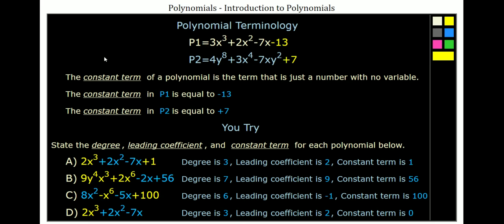All right, so we went over, we had to learn about the constant term. It was just the easiest part. It's just the number, no variable attached to it. And then we had a little quiz here where we practiced to see if we could do that.